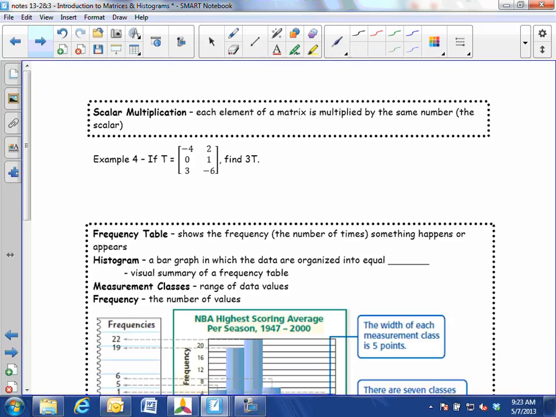Alright, scalar multiplication. Each element of the matrix is multiplied by the same number, and this number is called the scalar. In this case, they're giving us matrix T, and they're asking us to find 3T. So they're saying 3 times the matrix T. All we have to do is take all of the numbers in matrix T and multiply them by 3. So -4 times 3 gets us -12. 0 times 3, 0. 3 times 3, 9. 2 times 3, 6. 1 times 3, 3. And -6 times 3, -18. So that would be 3T.